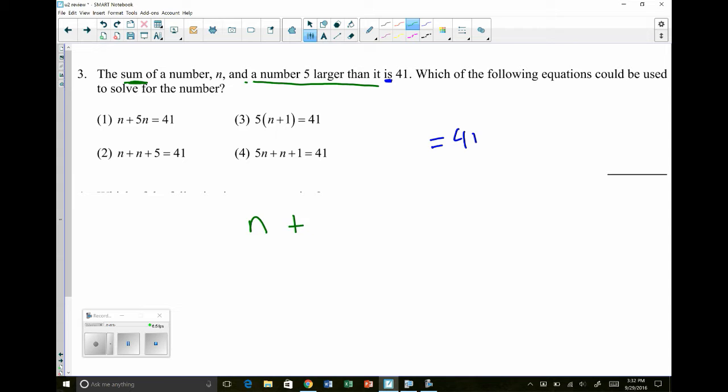So if my favorite number is 22, what number is 5 larger than it? 27, so I'm adding 5 here. So if my favorite number is n, what's 5 larger than it? n plus 5 is 41. Which equation represents that? Choice 2 does. n plus 5 equals 41.